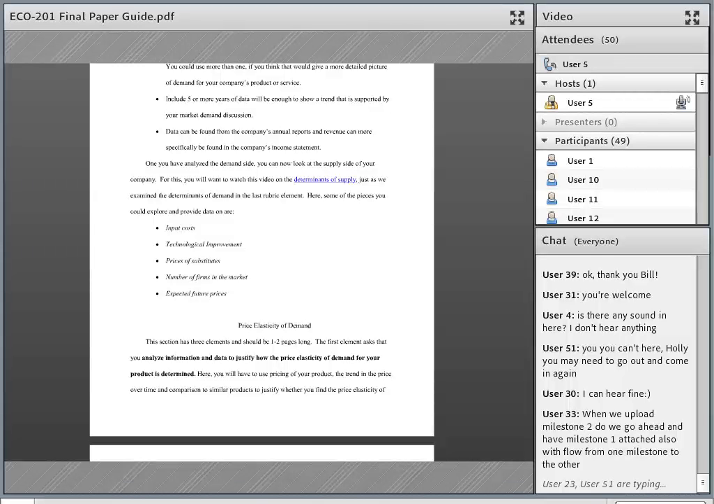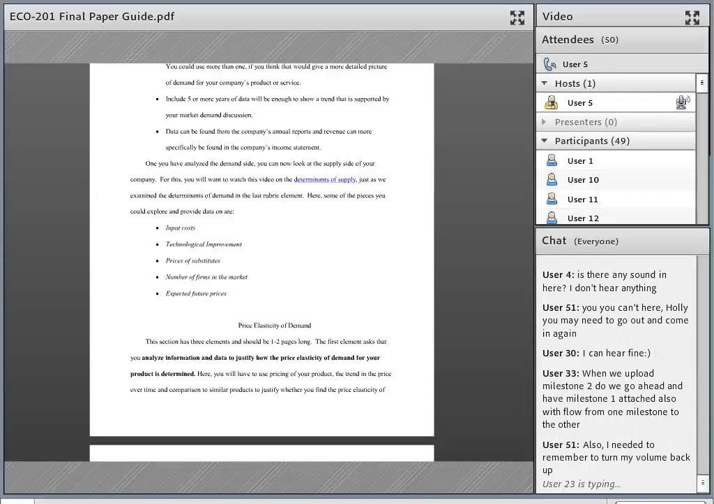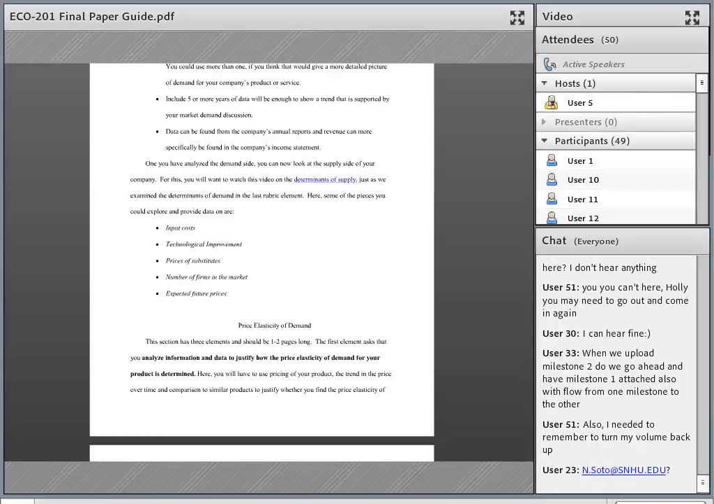All right, so Gilbert asks, when we upload Milestone 2, do we go ahead and have Milestone 1 attached also with flow from Milestone 1 to the other? Gilbert, that's really up to you. I see a pretty good mix.